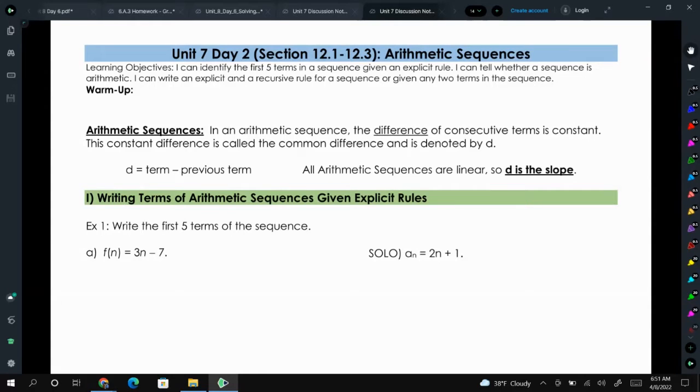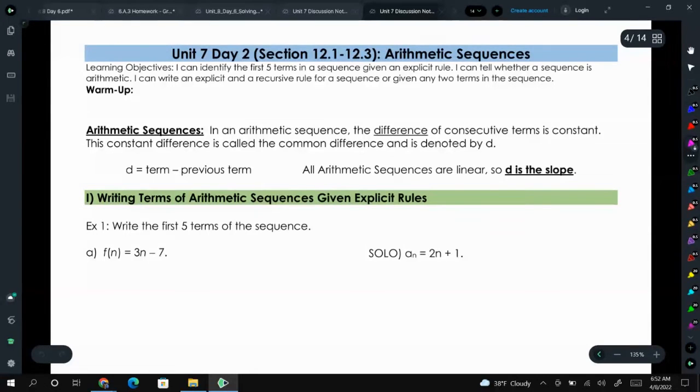Today we're going to be focusing a lot on arithmetic sequences. And as we talked about the other day, arithmetic sequences are when we're adding or subtracting the same number each time from the previous term. But we also know that linear functions are adding or subtracting the same value from the previous term. So you're going to see a lot of similarities in there.